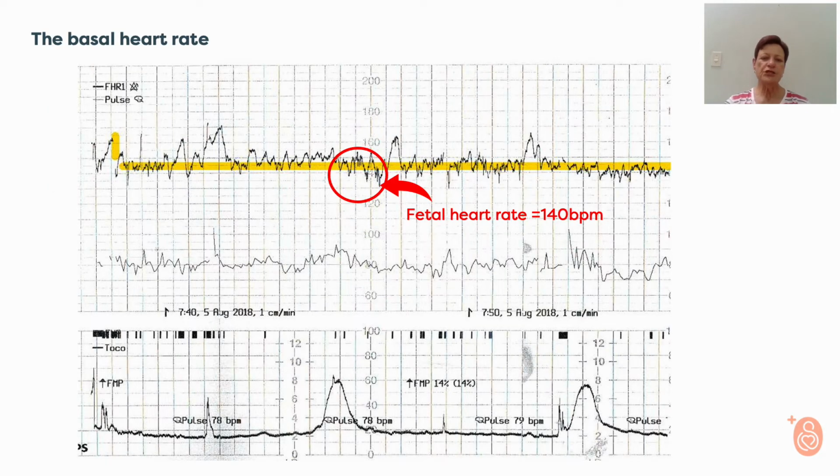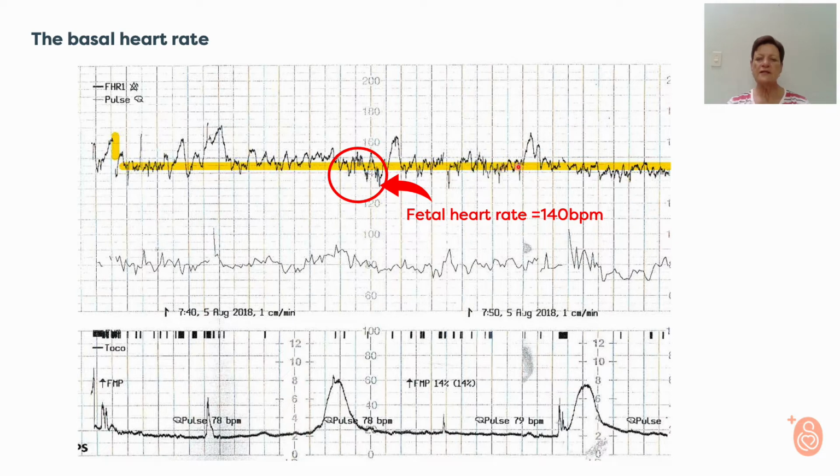Now, how do we determine the basal heart rate or the baseline heart rate? As we've said, the definition says it's an average heart rate between periodic changes. Now here you see an acceleration, and here you see an acceleration. So it will be a baseline heart rate between these two accelerations and these two accelerations, and we've said over 10 minutes.